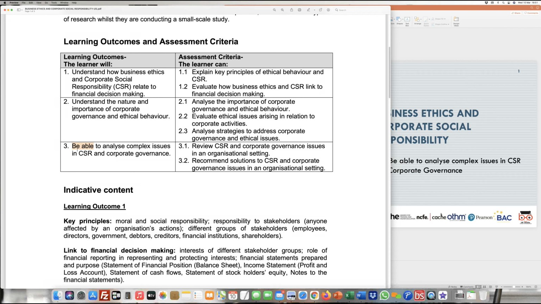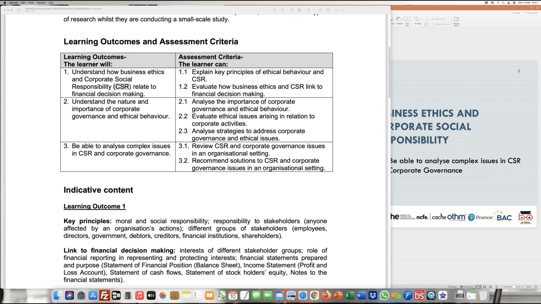So here, the idea would be to be able to analyze complex issues of CSR and corporate governance. We covered corporate governance yesterday, and they have included CSR from learning outcome 1. So basically, learning outcome 3 is going to ask you to take an example and show how corporate governance issues are dealt with by an organization and how CSR issues are dealt with by an organization. And we have to do this by actually taking up an example in this learning outcome. That is where we will show that we have understood, and it is "be able to."